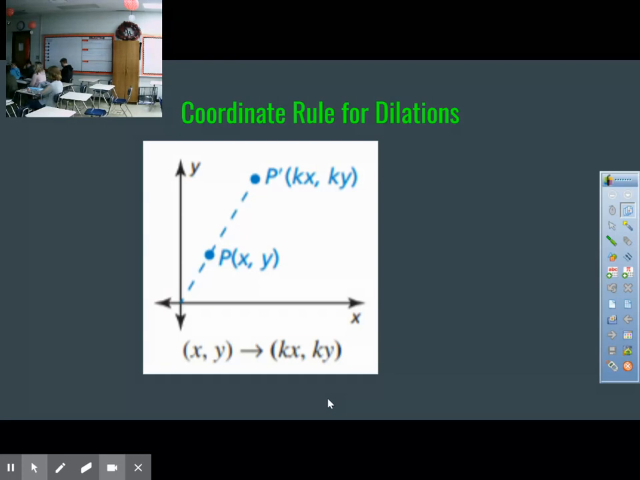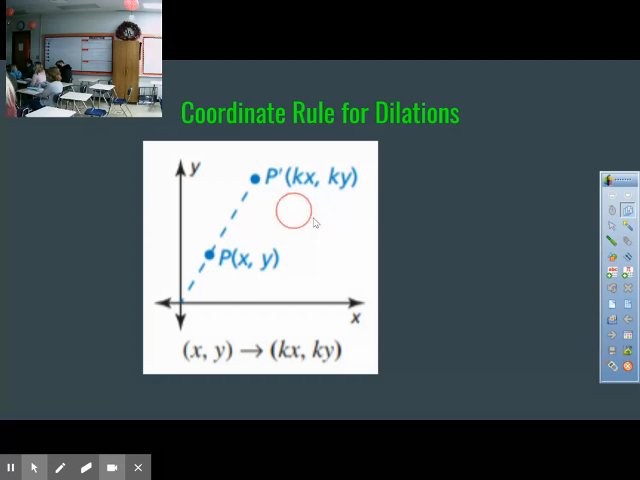So all you're doing here is multiplying. Before with translations, we added or subtracted. With rotations and reflections, we multiplied by -1 or we flipped them. With dilations, all you do is multiply by the scale factor. Okay. All right, so I'll show you an example, like what we've been doing in class with our transformations.